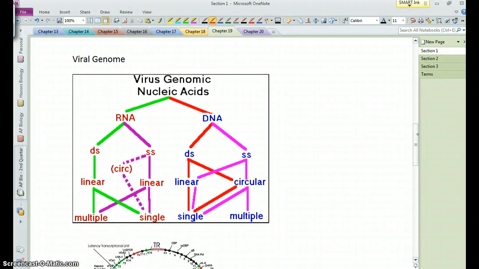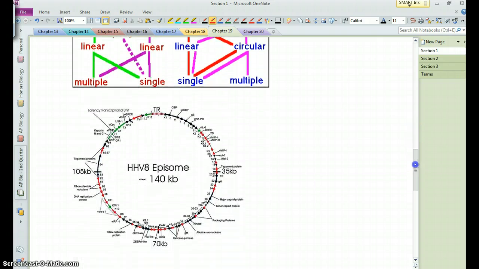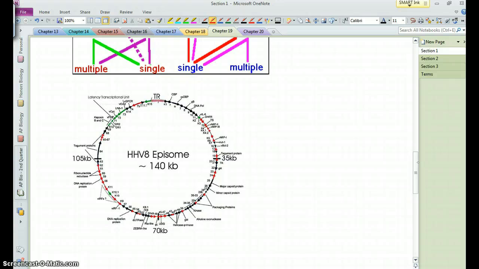The genomes of viruses can be RNA or DNA: double-stranded RNA, single-stranded RNA, double-stranded DNA, single-stranded DNA. They can be linear or circular chromosomes, and they can have a single one or multiple ones. Here's an example of a herpes virus with a circular genome, circular chromosome, consisting of 140,000 bases.